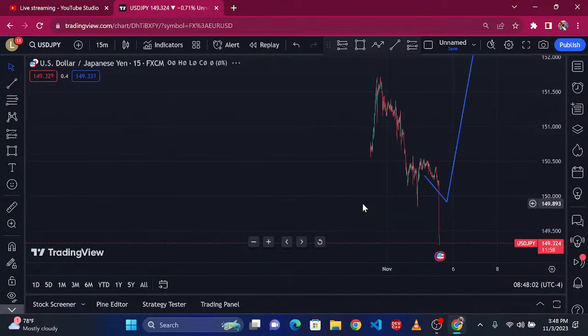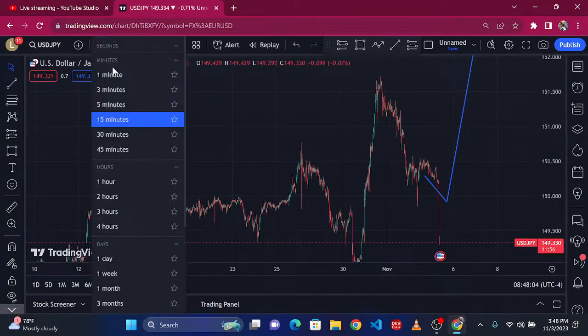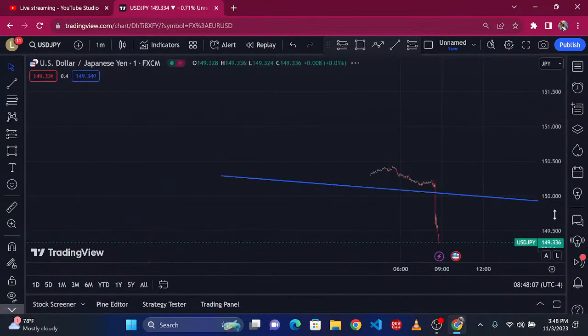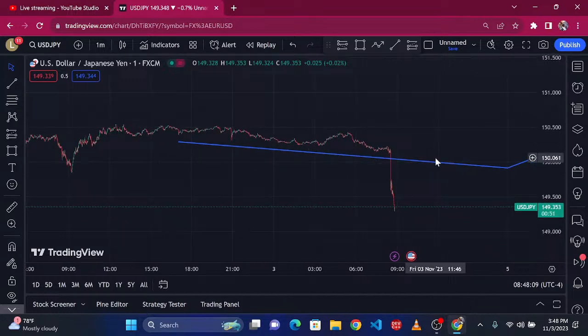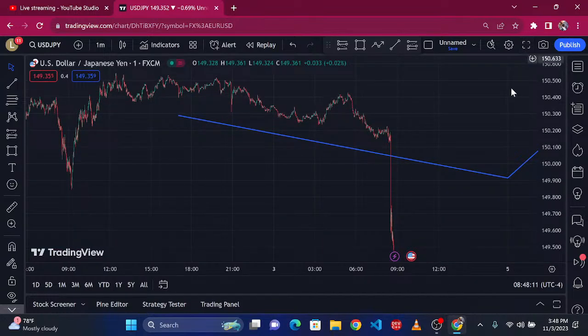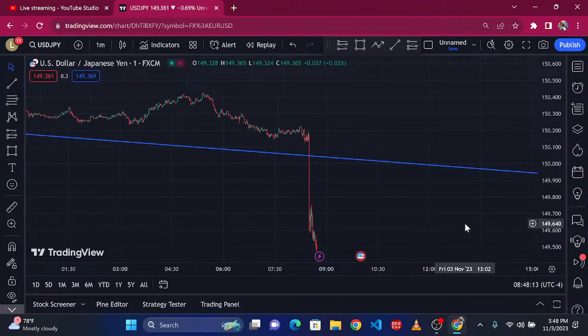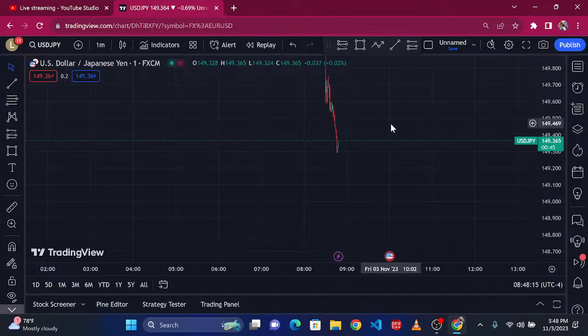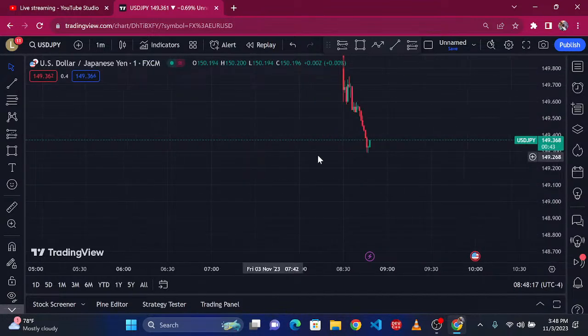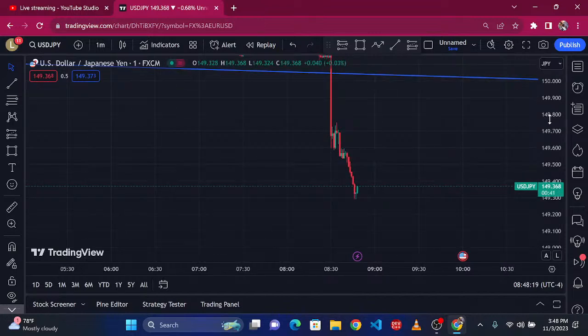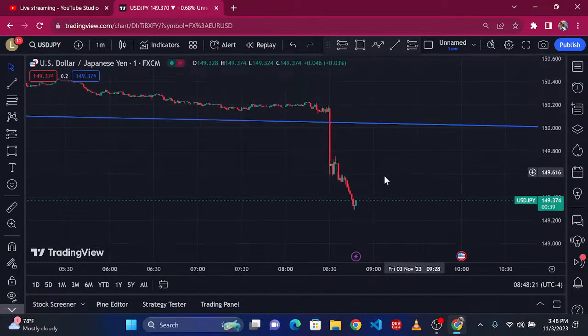Also, let's check on the 1 minute time frame. If it is giving us little entries, little ones, you can take the opportunity, but there's not even anything like a setup. Maybe here there was.